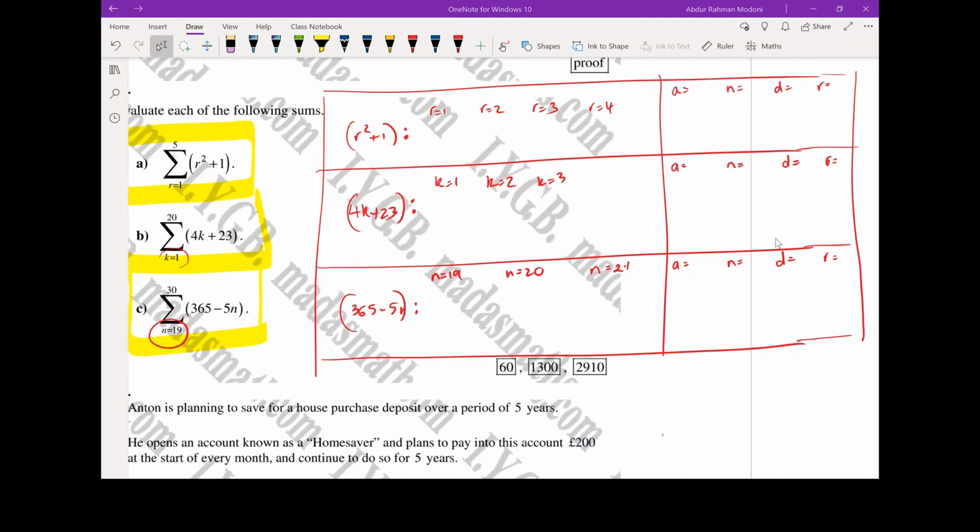So let's move on from here. You should have got those values, just to consolidate here. This first one, when r is equal to 1, you get 1 squared plus 1, which is 2. 2 squared, 4, plus 1, which is 5, 10, and then we get to 17.